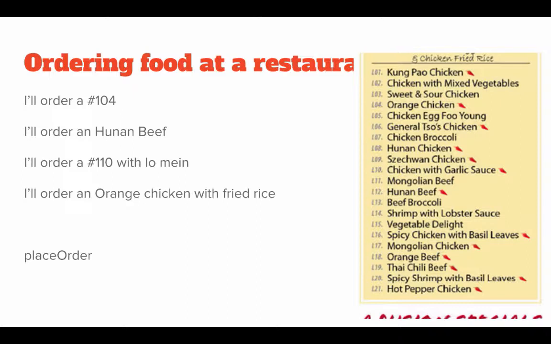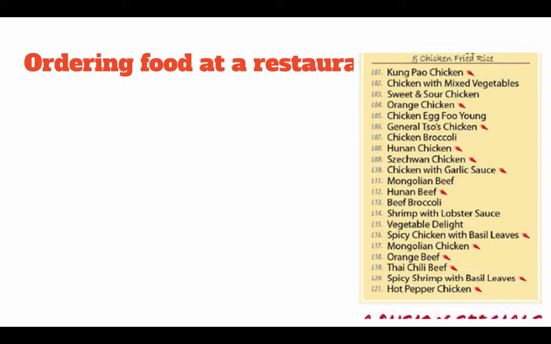Well, I suppose we could have four different methods with four different names, like place order by number, place order by name, place order by number and side dish, etc. But you can see how that would quickly spiral out of control. So instead what we do is we just write one method called place order.